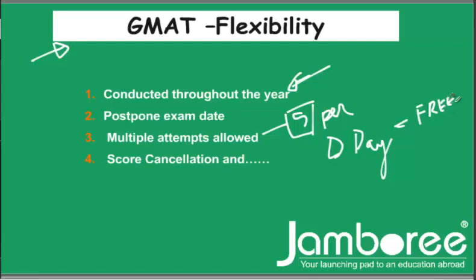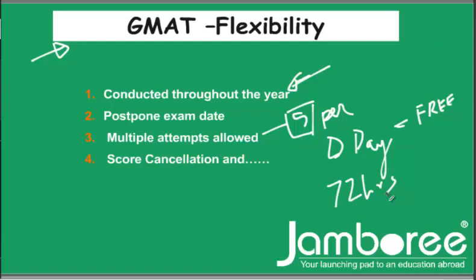GMAC last year added the option that you can also cancel the score within 72 hours. Let's consider the situation that you are targeting 700, but you get a 680. Now that's a tough call. Should you cancel this score or accept it? You will actually want to talk to your faculty, to some people, before you are able to decide. So in such a scenario, after seeing the score, you can accept the score.